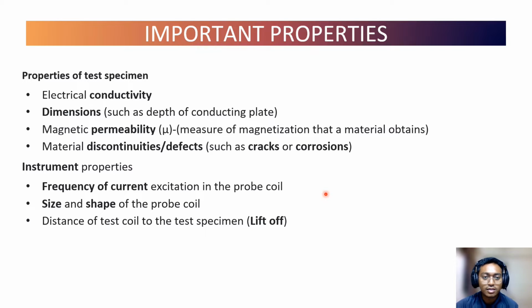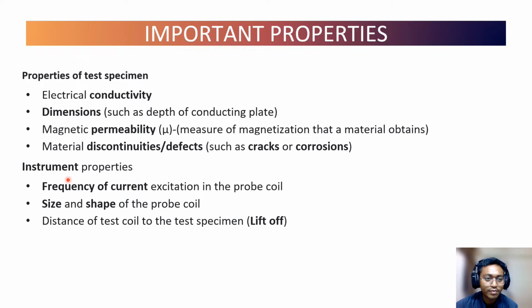Next, here are the important properties that we need to consider in ECT. First is the properties of the test specimen. We need to make sure that the specimen is electrically conductive. The dimension, such as the depth of the conducting plate, must be in the range of the ECT. The specimen must have magnetic permeability, meaning the measure of magnetization that a material obtains. The last one for the test specimen is material discontinuities or defects, such as cracks or corrosion.